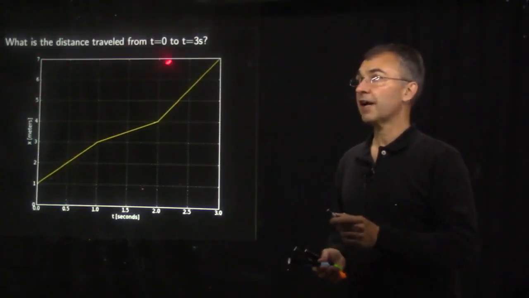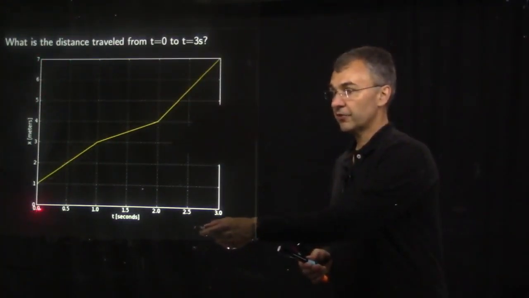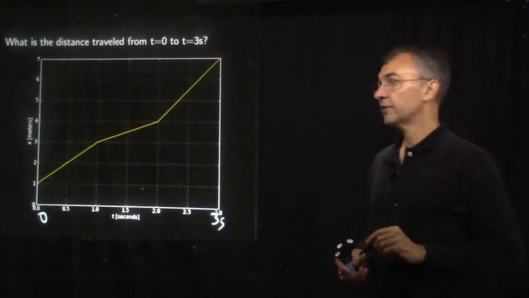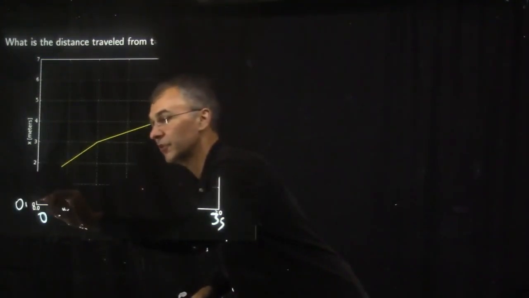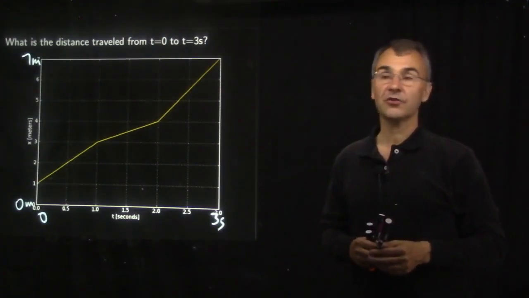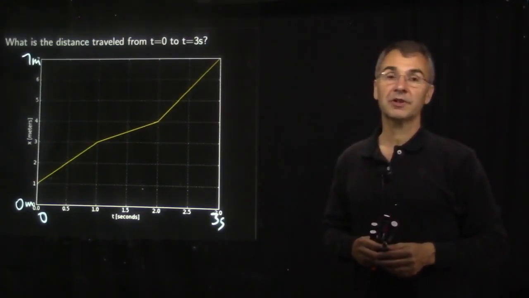We have here a graph. Time goes from 0 seconds, there's 0, 1, 2, 3, so time goes from 0 seconds to 3 seconds. And position goes from x equals 1 meter to 7 meters. So the question is, what is the distance traveled from time 0 to time 3 seconds?